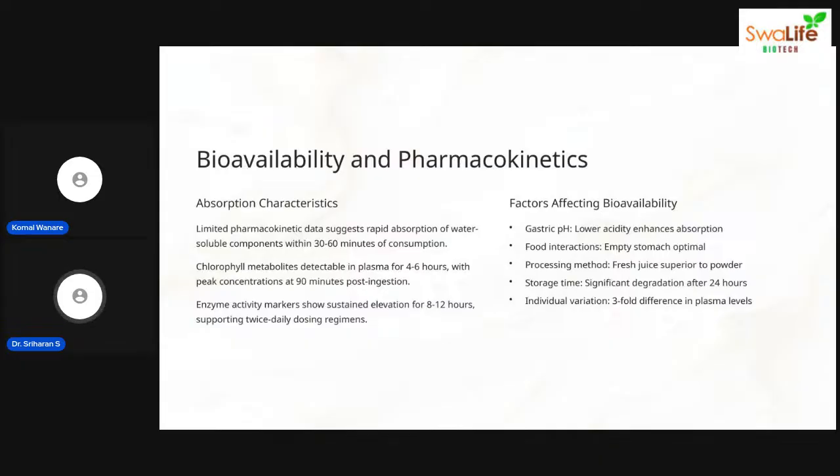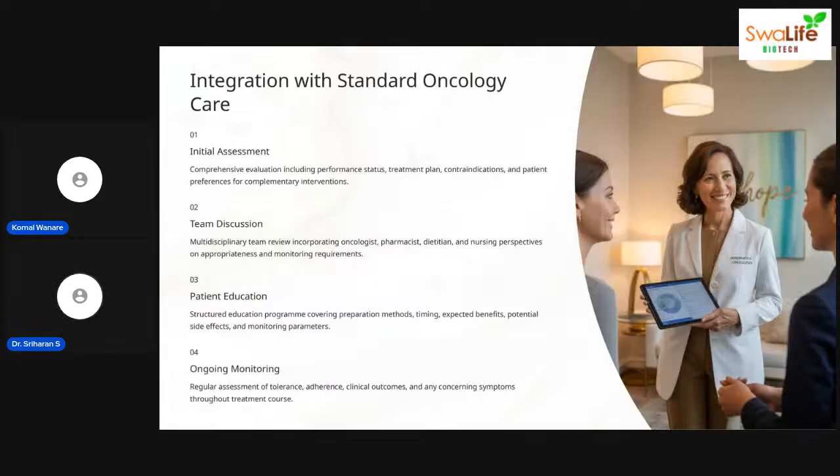Storage time, you will all know about. You want to follow the storage guideline: take the fresh juice, not beyond 24 hours. Within 24 hours itself, you want to use it. Individual variation also takes place due to raw material variability. There can be a threefold difference in the plasma level between individual patients. So next, integration with standard oncology care.